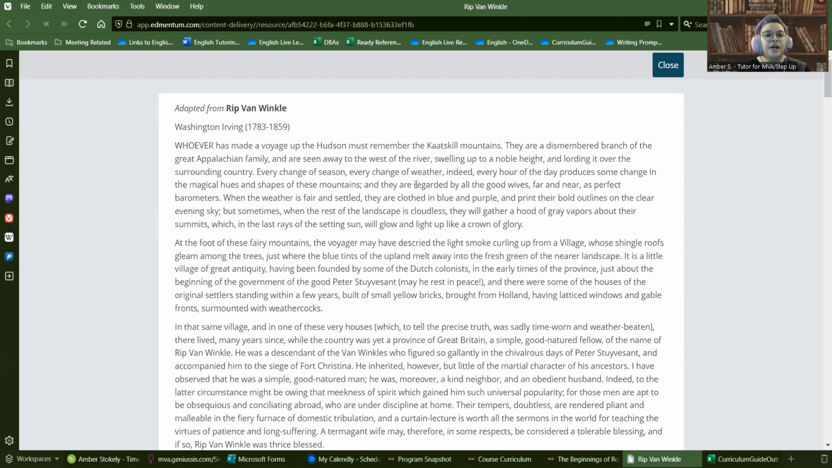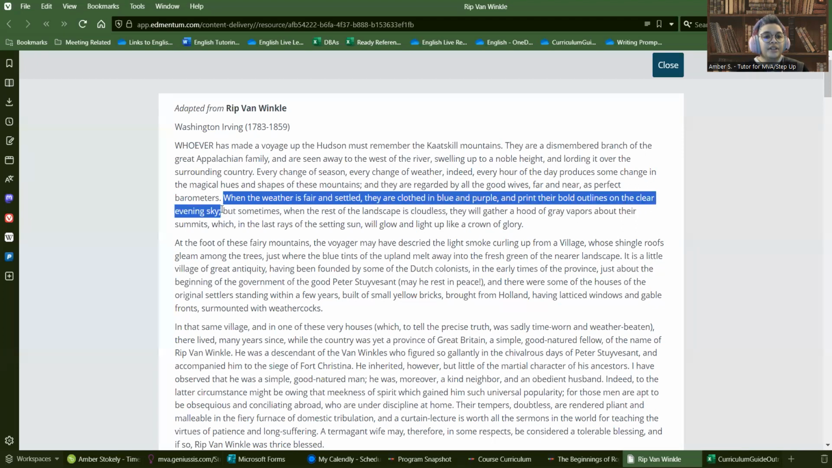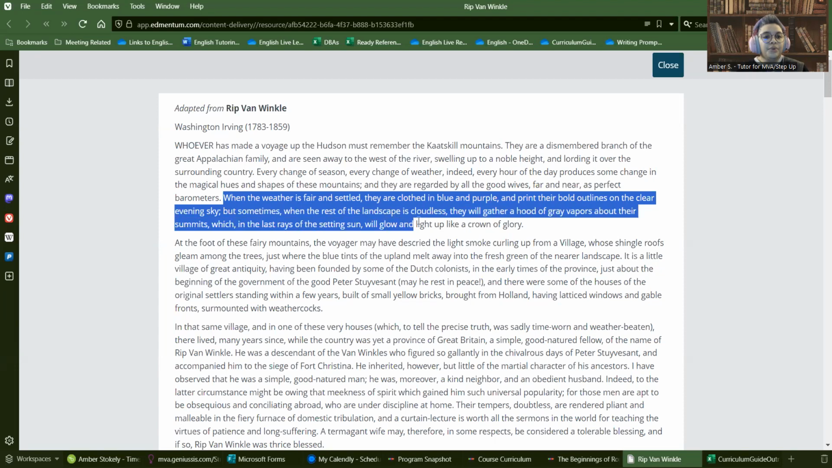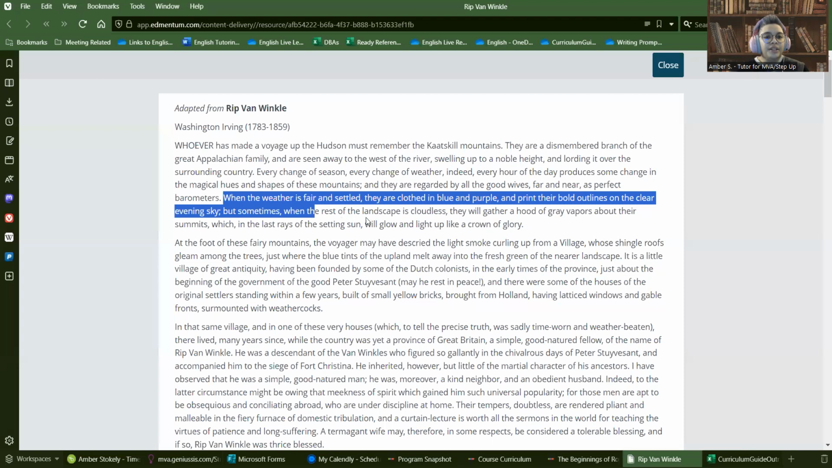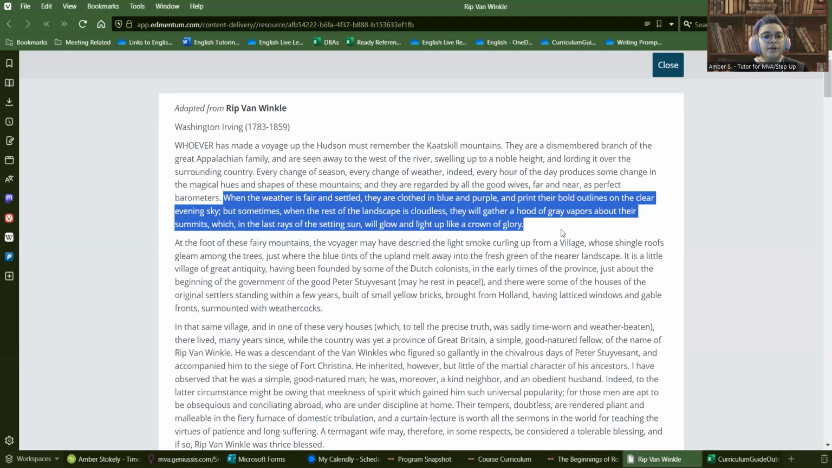So basically, the colors and shapes of the mountains can help people tell what the weather is like on them. And then this next sentence gives you a description of that. It says, when the weather is fair and settled, they, and by they mean the mountains, are clothed in blue and purple and print their bold outlines on the clear evening sky. But sometimes, when the rest of the landscape is cloudless, they will gather a hood of gray vapors, like vaporized water, almost like evaporating water, about their summits, which in the last rays of the setting sun will glow and light up like a crown of glory.